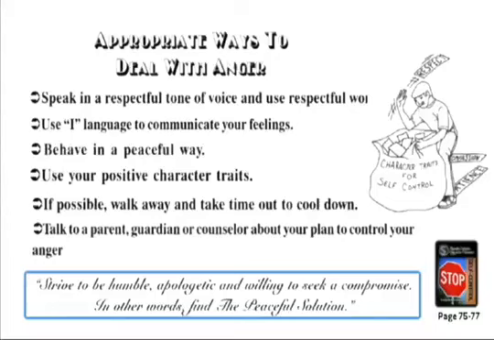If possible, walk away and take a time out to cool down. And talk to a parent, guardian, or counselor about your plan to control your anger. These are all on page 75 of the self-control unit. Go back and go over those things again. And it also says, strive to be humble, apologetic, and willing to seek a compromise. In other words, find the peaceful solution. And you can do it. The world leaders can do it if they choose to do it.